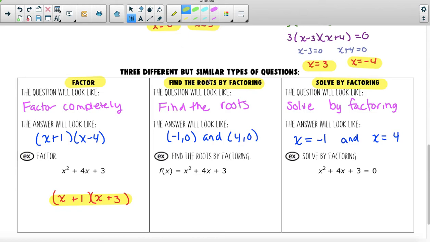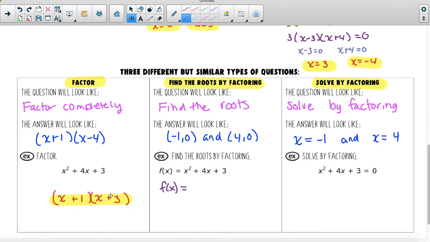If it says to find the roots by factoring, it will give you the problem as f of x, because this is a y equals. I want to find the x intercepts from a graph, so I would have an f of x or a y equals. This is the difference between factor and find the roots. This has an equals, but it says f of x equals. So we would rewrite this by factoring. We would keep that f of x or y equals.